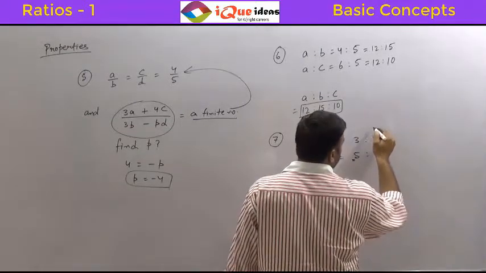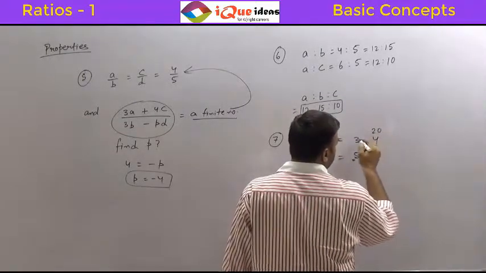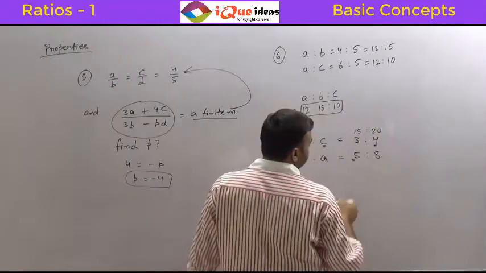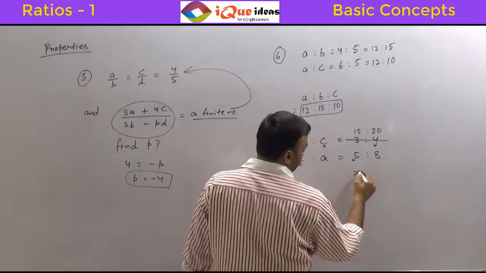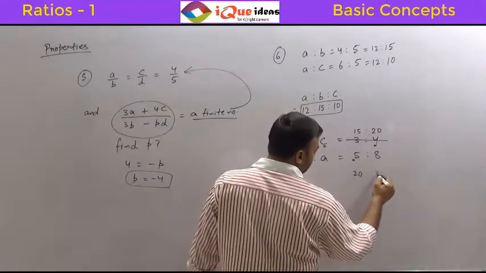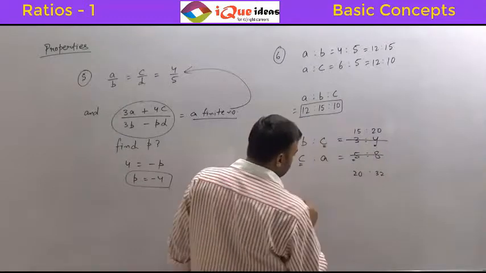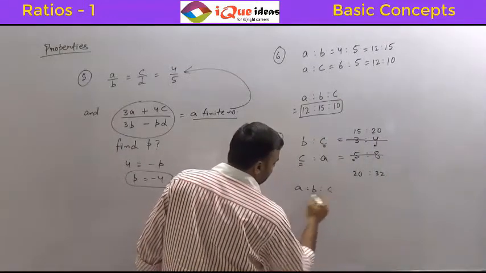It will become, I'll write above this. So 4 5s are 20. So 3 5s are 15. So I'll remove this. Then similarly, if you want to make this 5 equal to 20, multiply by 4. So 8 multiplied by 4, 32. So remove this. So the final answer A is to B is to C will be equal to.